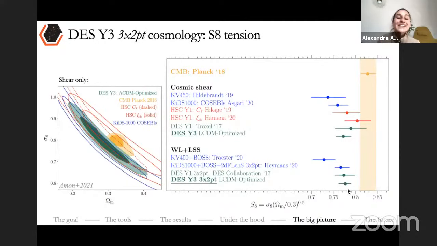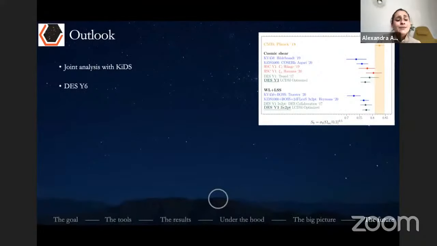I mean, this is a matter of opinion, but I find this both intriguing and frustrating. We do find overall consistency with Planck, but I am keen to see how we can put better constraints on this plot to pin down whether this S8 tension is really something there or not. And so what can we do to better understand what's happening? As I said, we're working on a joint analysis with the Kilo-Degree Survey, which I think will be fantastic.